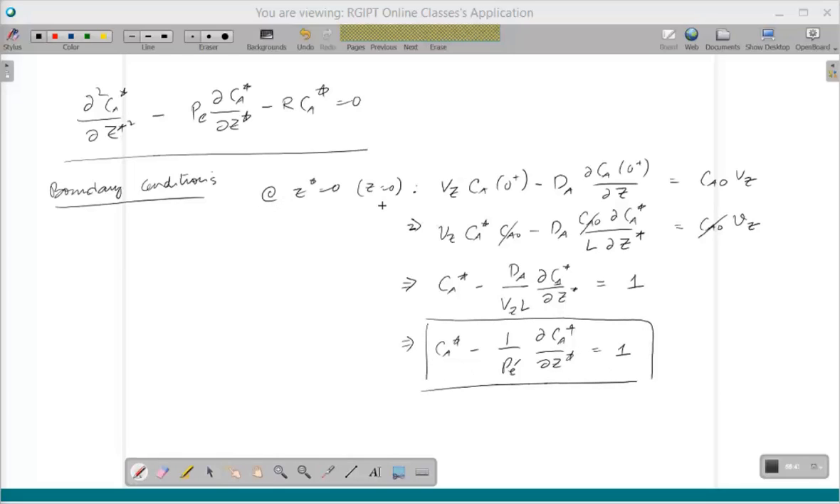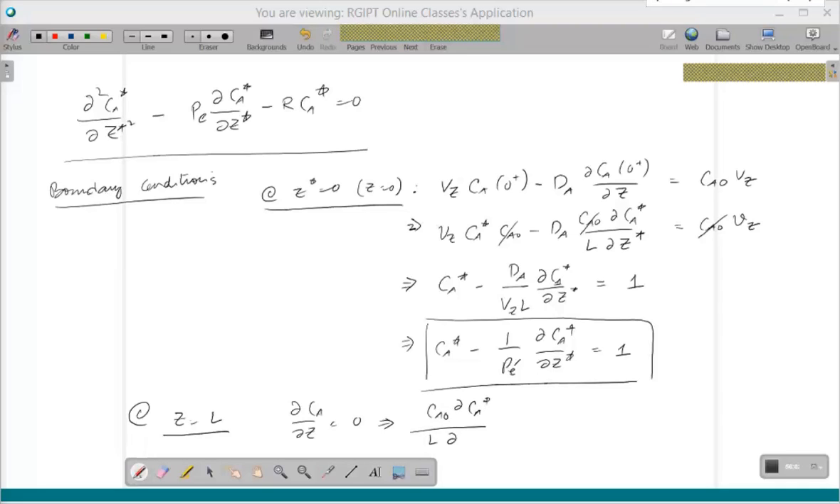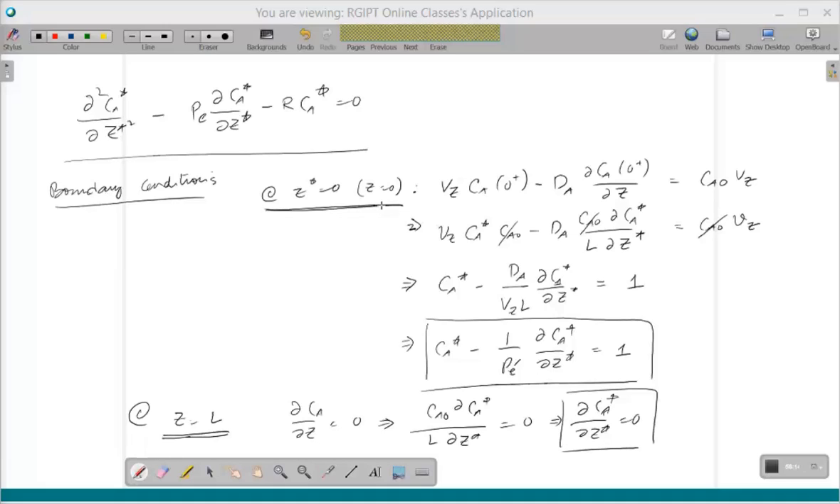That is what happens at Z star equal to 0. At Z equal to L, what I know is d CA by d Z equal to 0. That would imply Ca0 d CA star divided by L d Z star equals 0, which gives me d CA star by d Z star equal to 0. That is what happens at the end. Okay. So these three things.